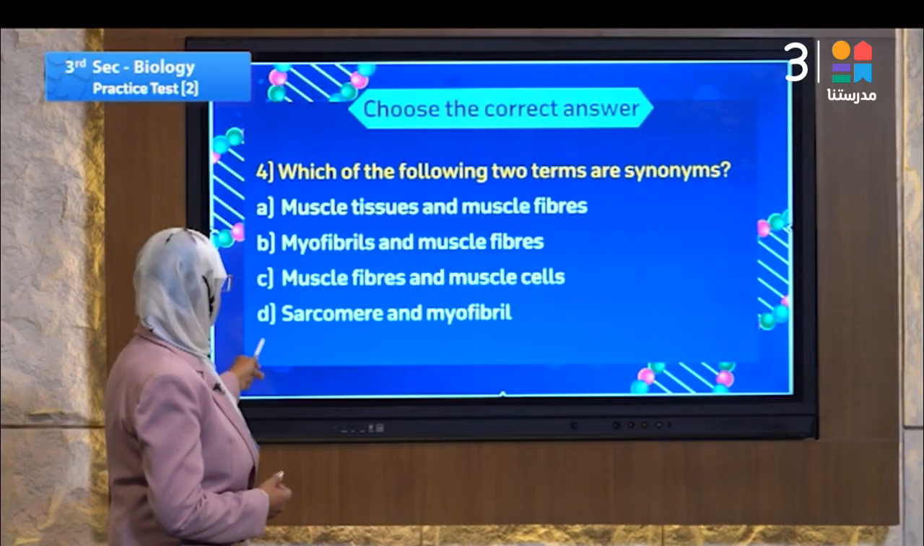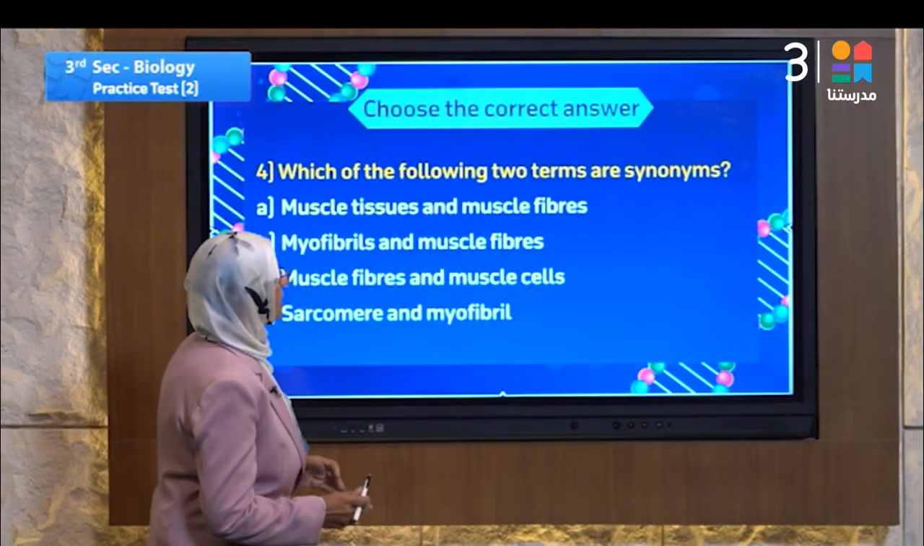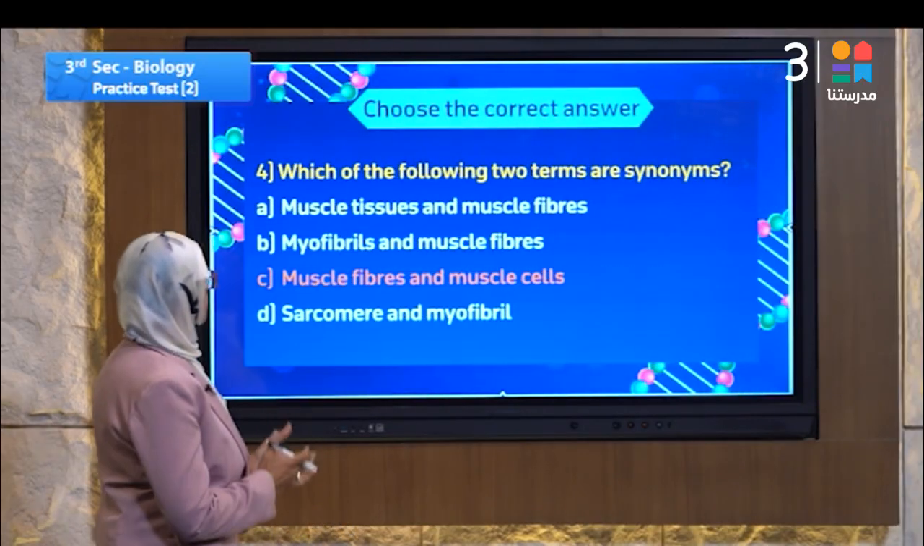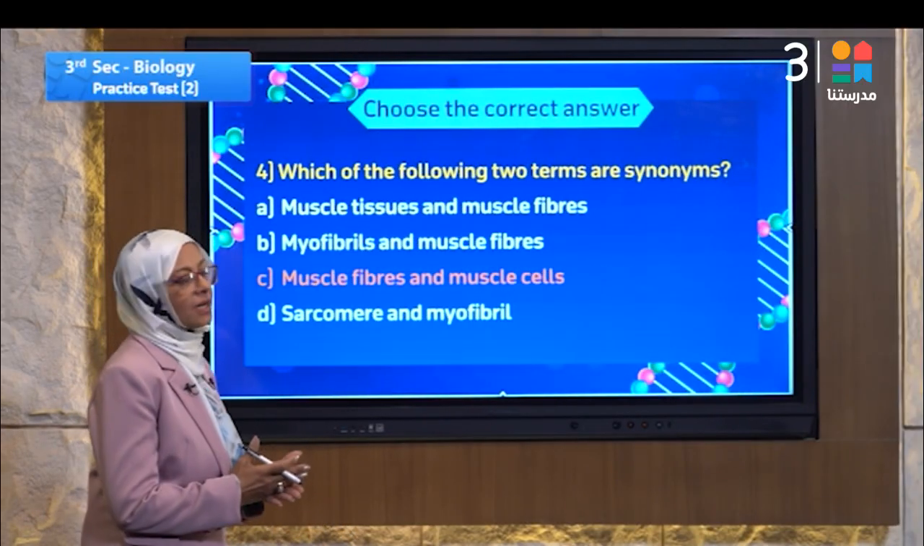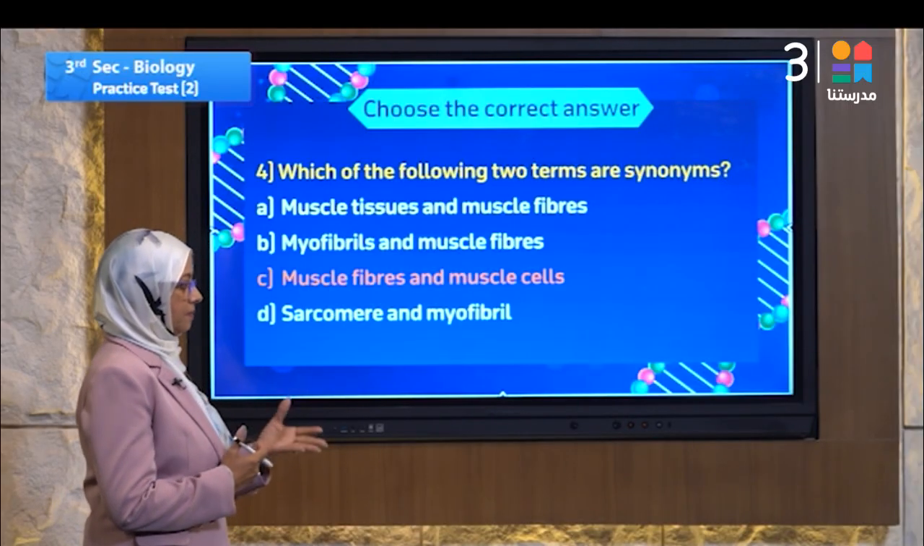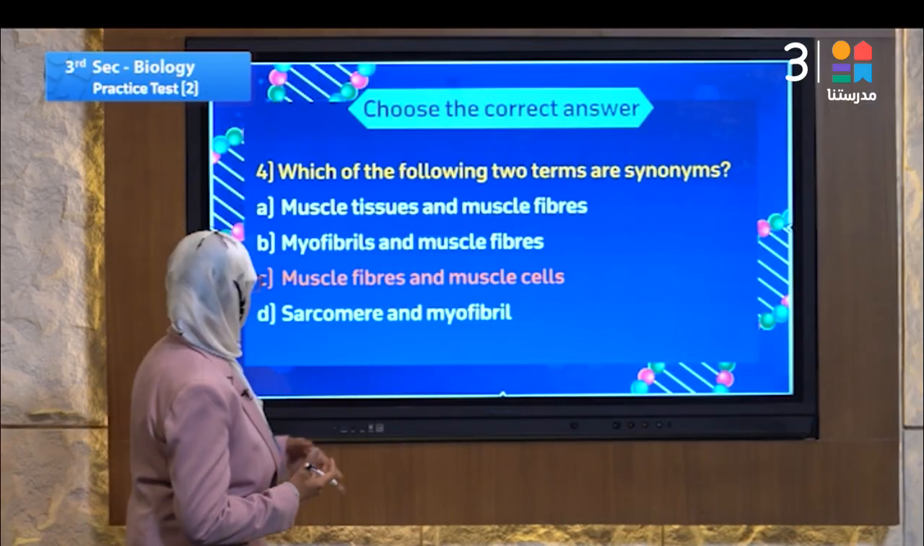Let's read the other one. Sarcomeres and myofibers. Which one of these is synonymous? C, muscle fiber and muscle cell. They are two names for the same thing.